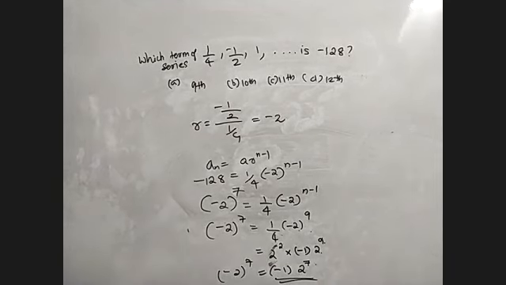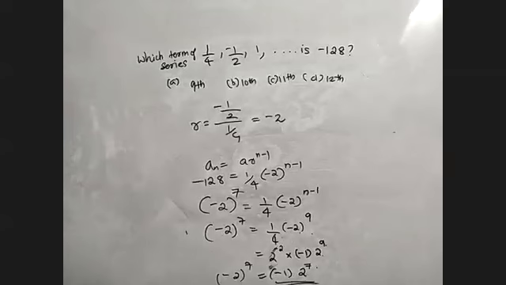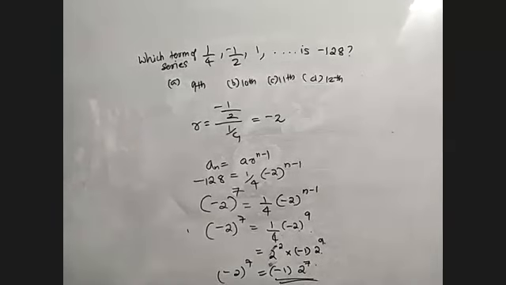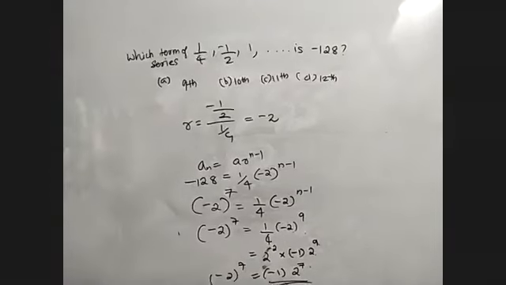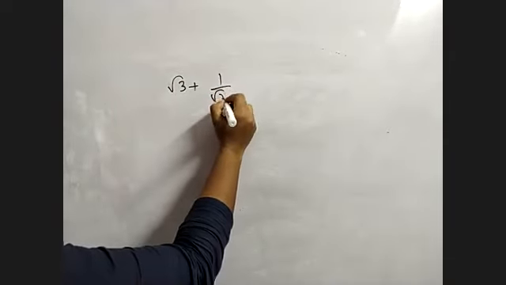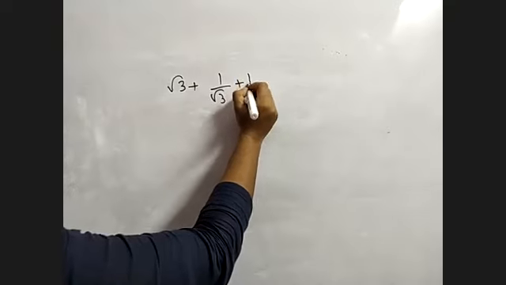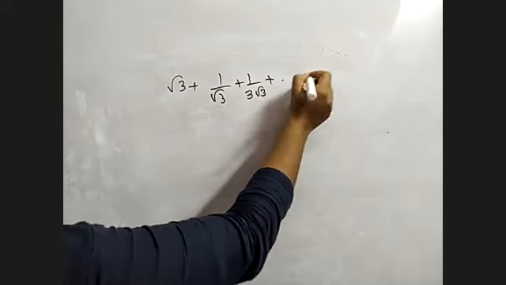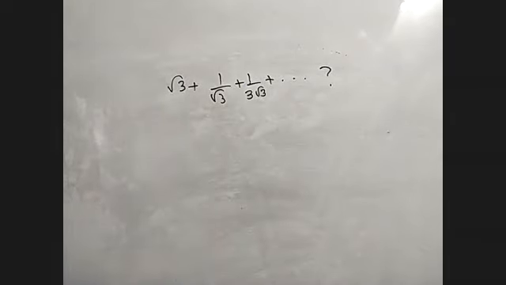Okay. So we do the second question. What is the sum of root 3 plus 1 by root 3 plus 1 by 3 root 3 plus etc.? Identify whether it is AP, GP or anything, and this is an infinite series. So if it's GP, you have a direct formula. Just apply that.